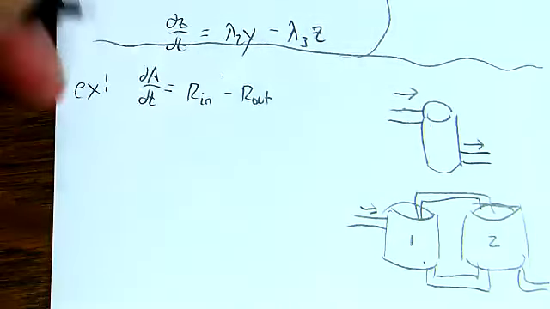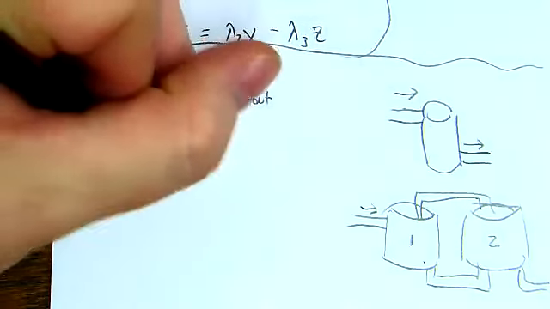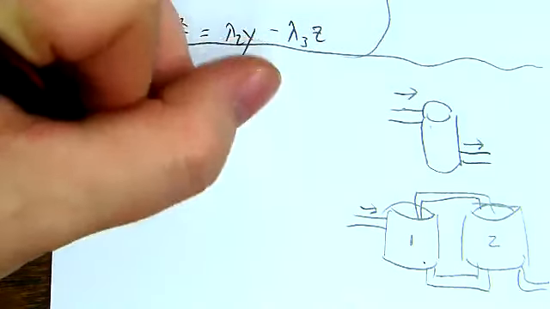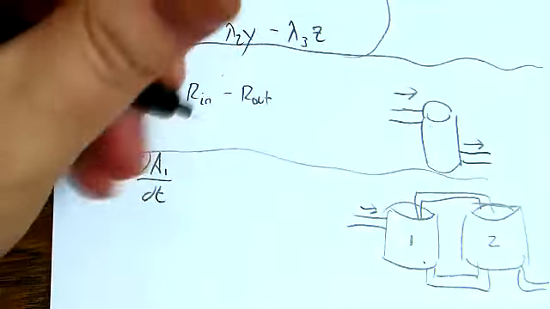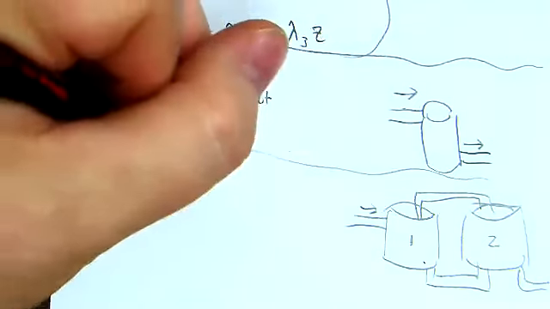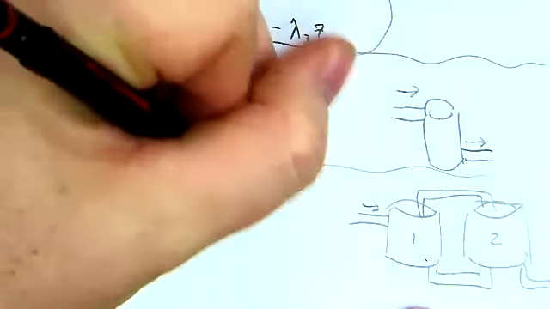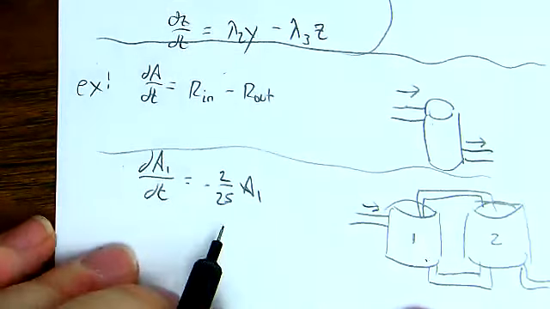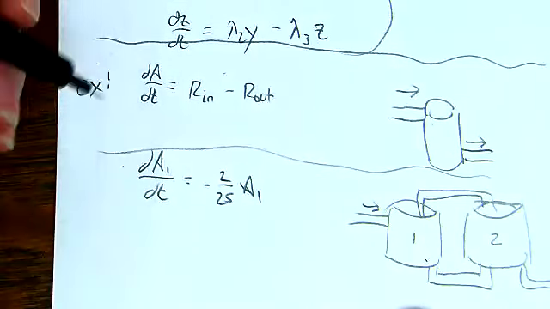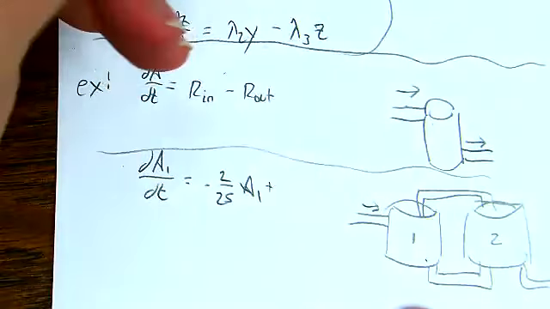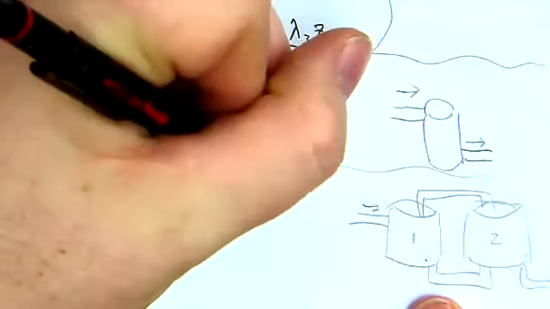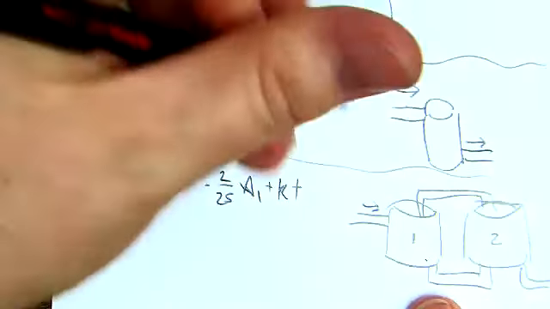This system might look something like, if this is vat 1 and this is vat 2, then we might have the amount in 1 over time is equal to, I don't know, some quantity negative 2 over 25 A1. So we've got our rate leaving A1 plus the rate coming in, which might be constant, plus the rate coming back from A2.